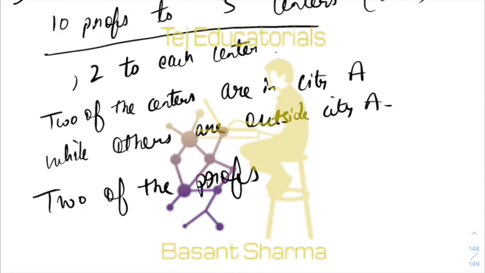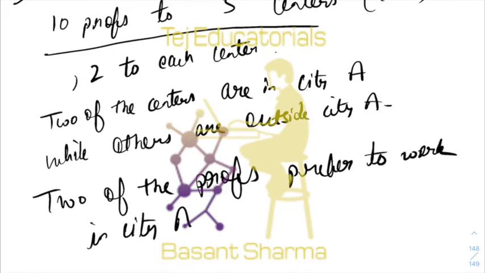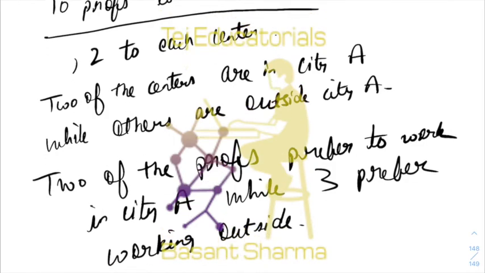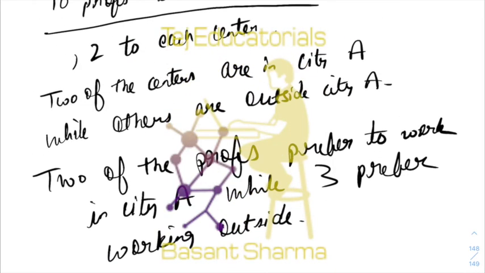Now 2 of the profs prefer to work in city A, while 3 prefer working outside. So the question is, in how many ways?